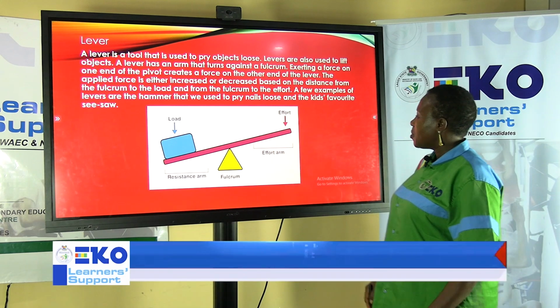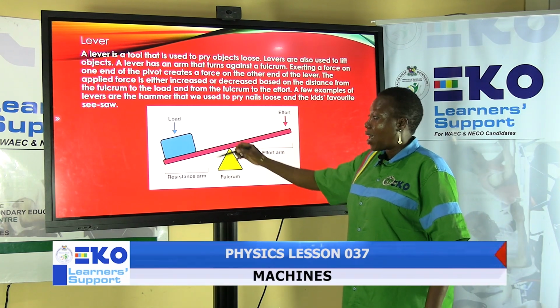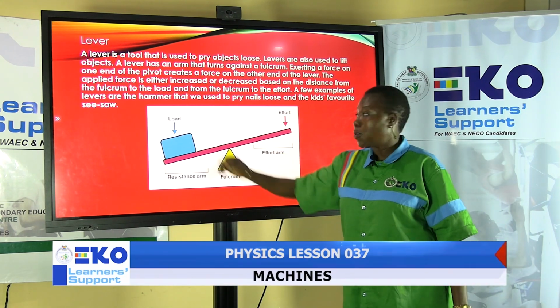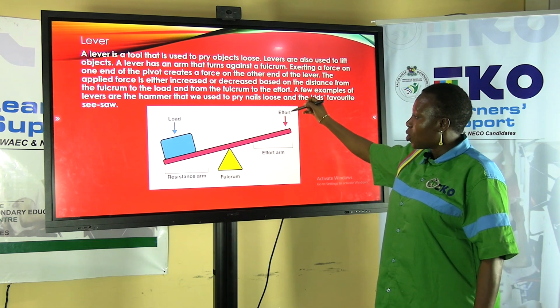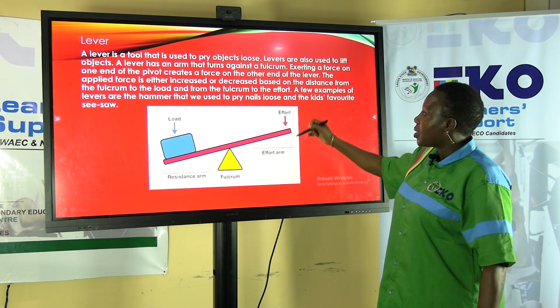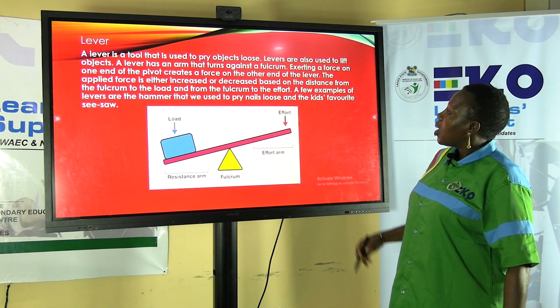Let's look at what you have. This is the arm, this is the fulcrum, and this is the load. This is what we want to lift up. So definitely your effort is here. That is where you are exerting the force.